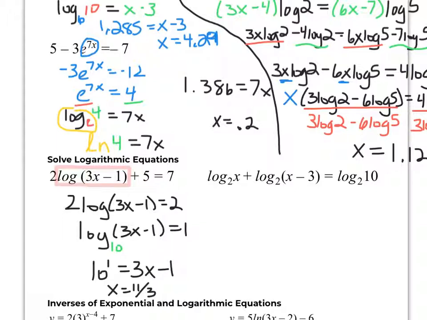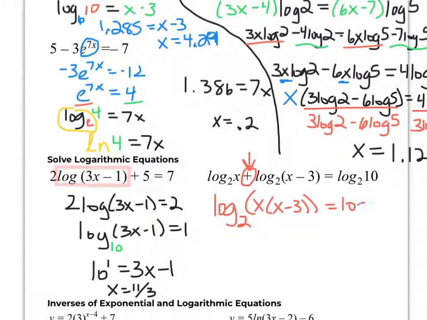This next one was our favorite because we didn't have one log, which is my goal. So what we need to do is use our log properties and condense this puppy first. Since my two logs are connected with addition, we're going to combine them into one log, so log base 2. And addition means that we're going to multiply the arguments together.